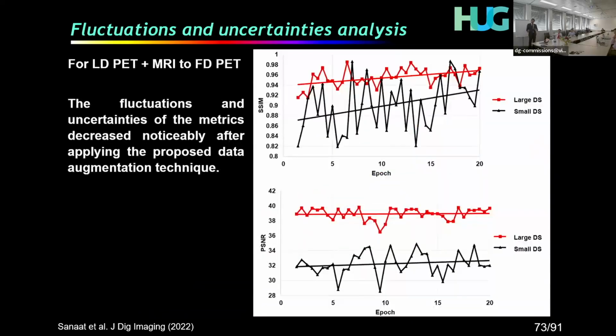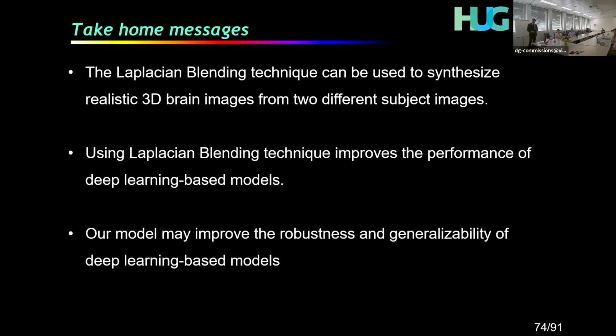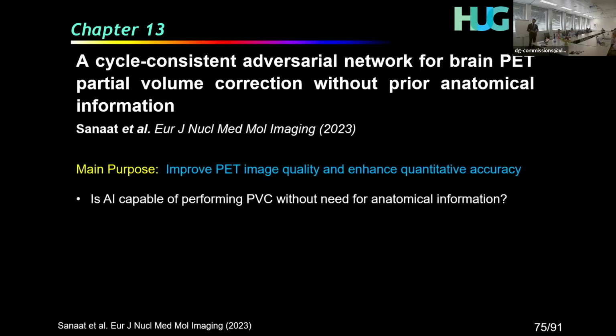We also calculated the robustness of our deep learning model by calculating the SSIM and PSNR for different epochs. You can see when we use the large dataset, the model has less fluctuation and is more robust than the model trained on the small dataset. So in this study, we also understood that the Laplacian blending technique can be used to synthesize realistic 3D brain images from 2 different object images, and using it improves the performance of deep learning models. And our model may improve the robustness and generalizability of deep learning-based models.